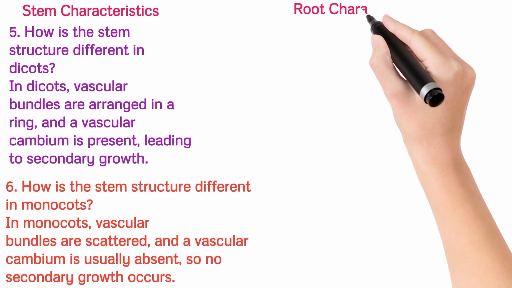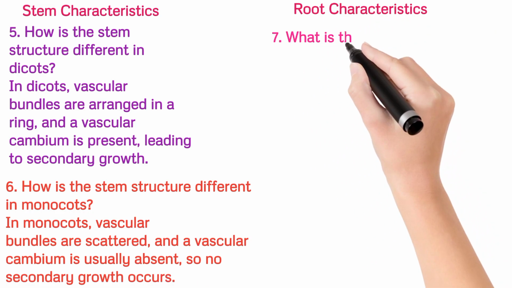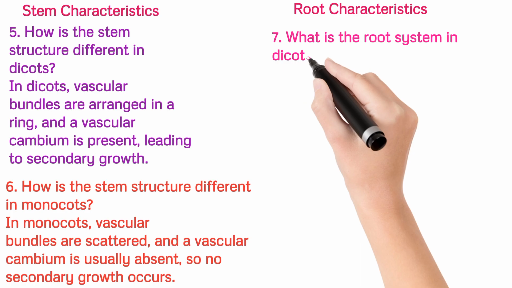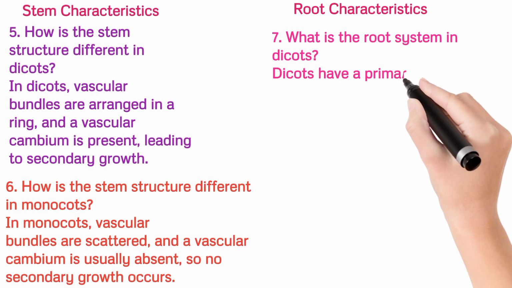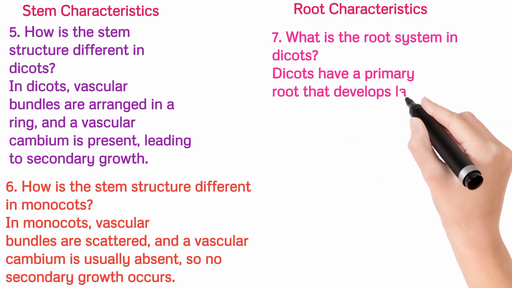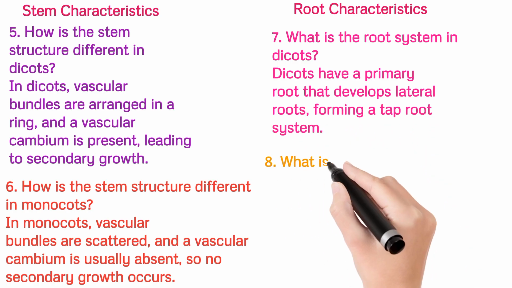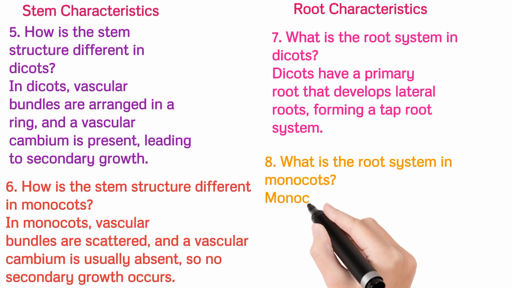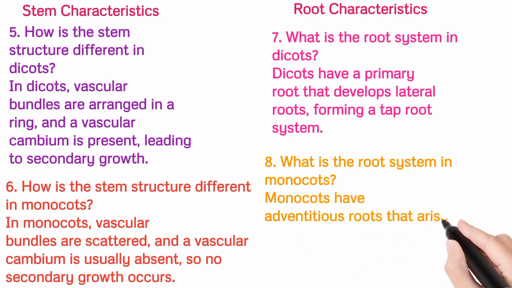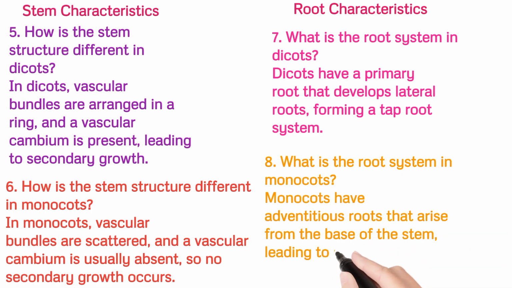Root characteristics. 7. What is the root system in dicots? Dicots have a primary root that develops lateral roots, forming a tap root system. 8. What is the root system in monocots? Monocots have adventitious roots that arise from the base of the stem, leading to a fibrous root system.